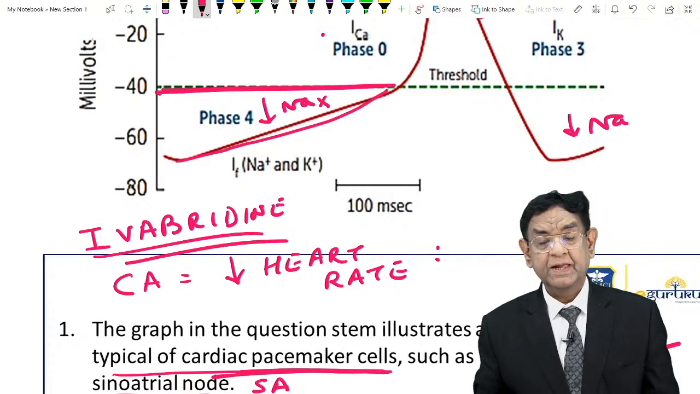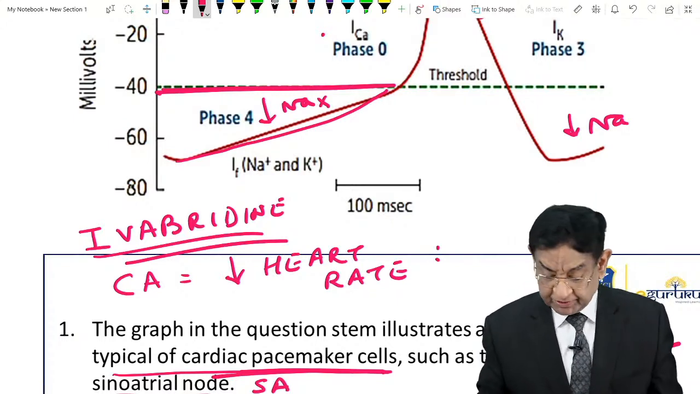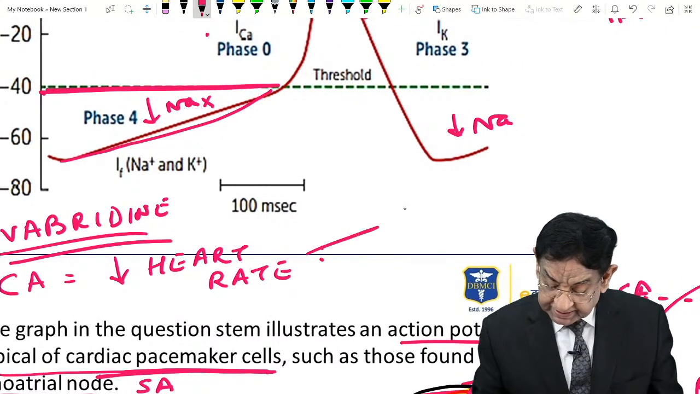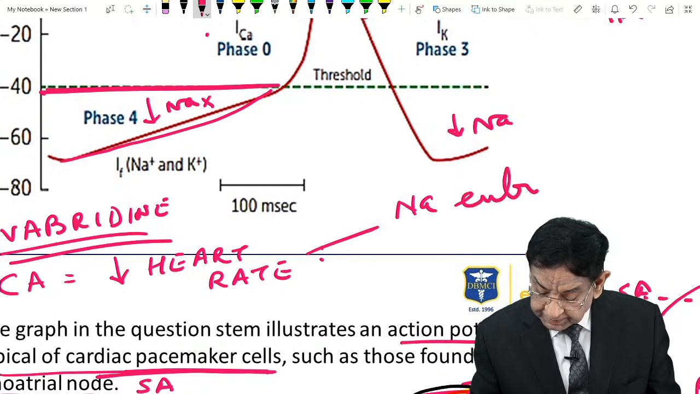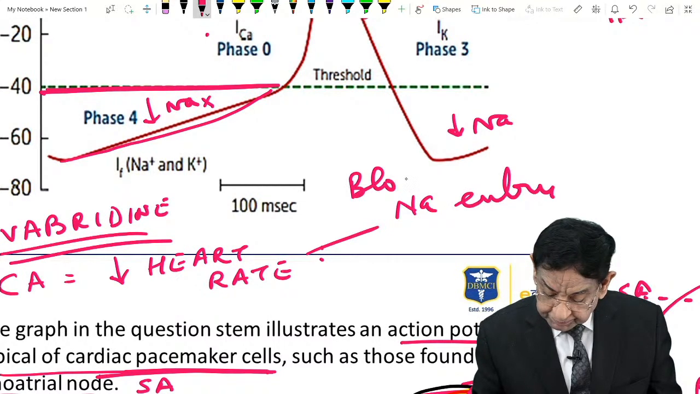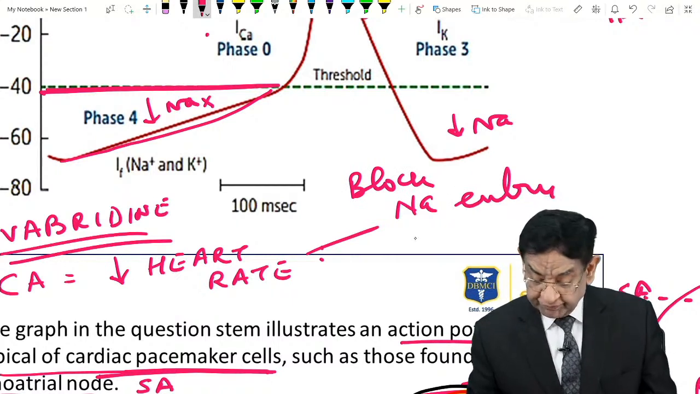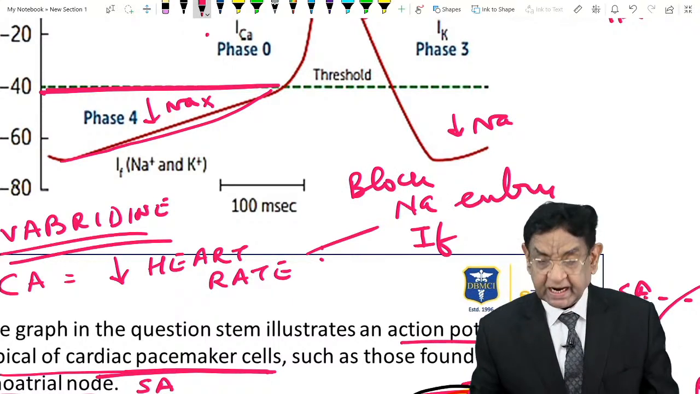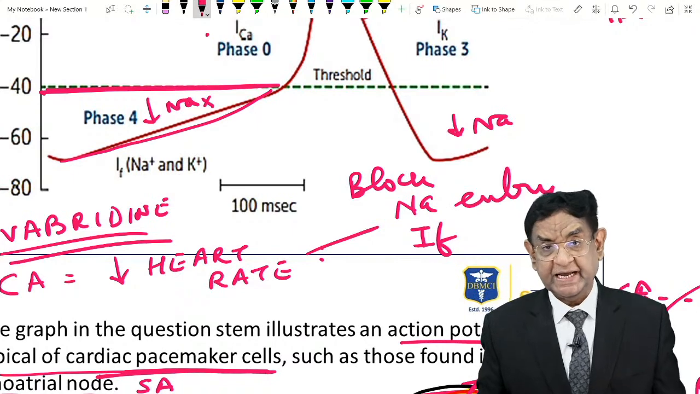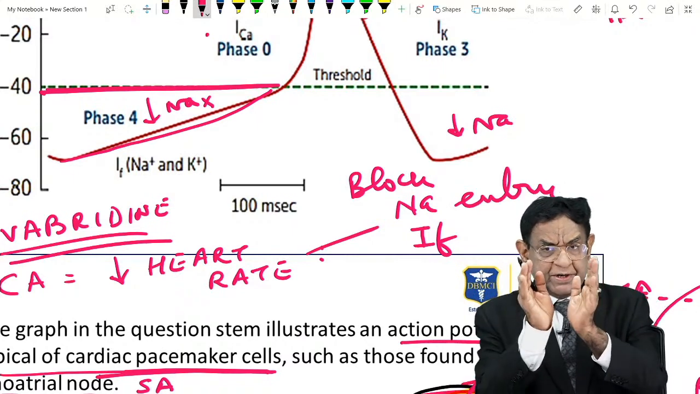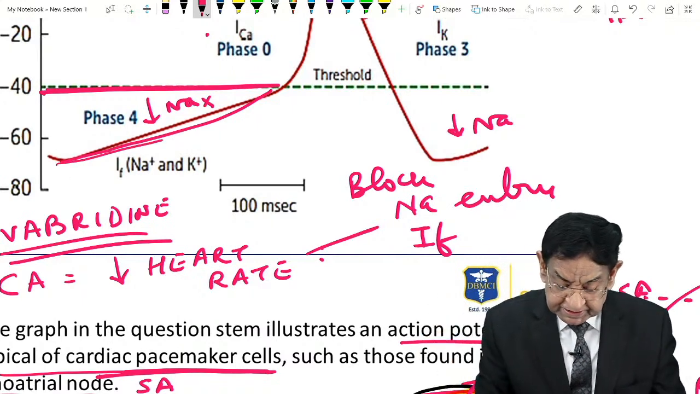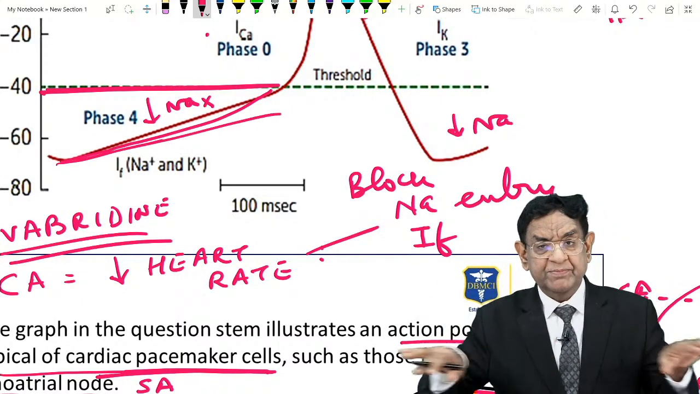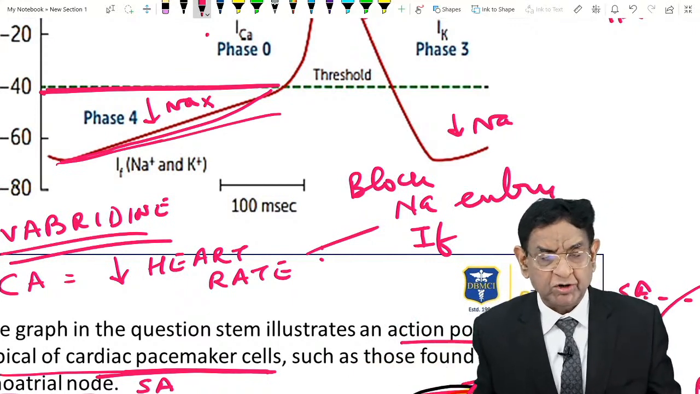How come it inhibits heart rate? The reason being, it blocks sodium entry via the funny sodium channel. IF stands for funny sodium channel. So that will reduce the sodium entry into the cell. Definitely this firing rate will be reduced, and the heart rate will go down automatically.